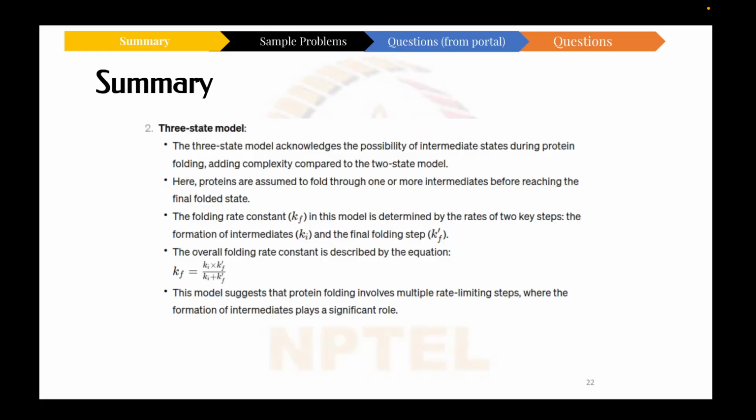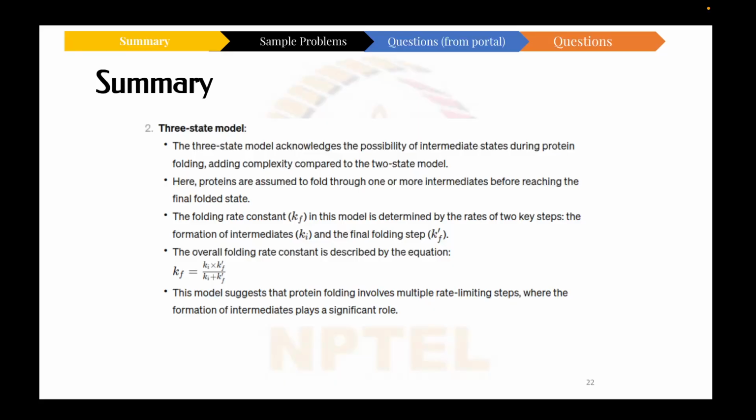The overall folding rate constant is described by the equation as shown, that is Ki times K dash F divided by Ki plus K dash F. This model suggests that protein folding involves multiple rate-limiting steps, where the formation of intermediates plays a significant role. Experimental techniques such as kinetic measurements, stopped-flow spectroscopy, and NMR spectroscopy are used to determine the folding rate constant and understand the folding pathways of proteins.